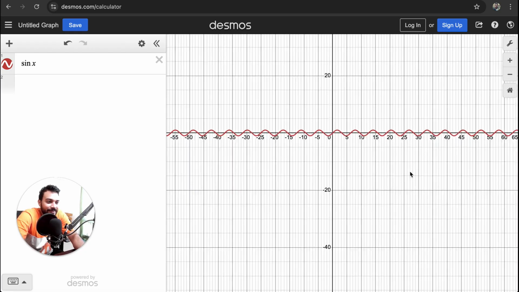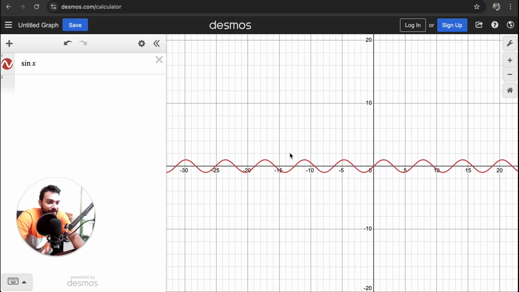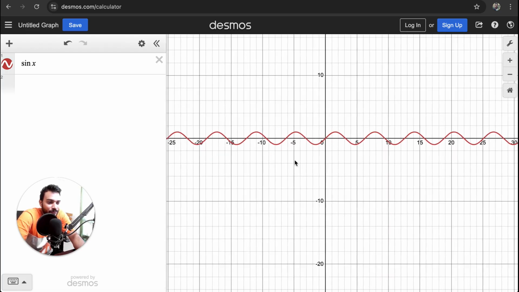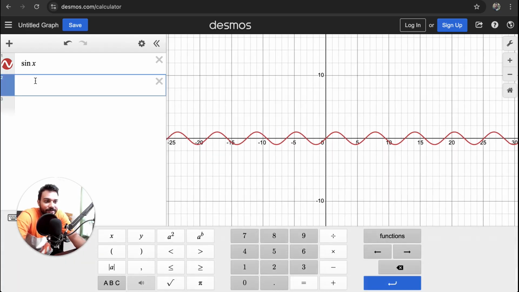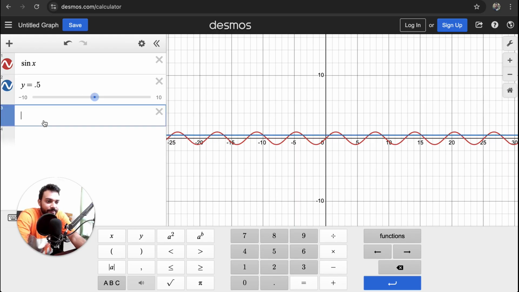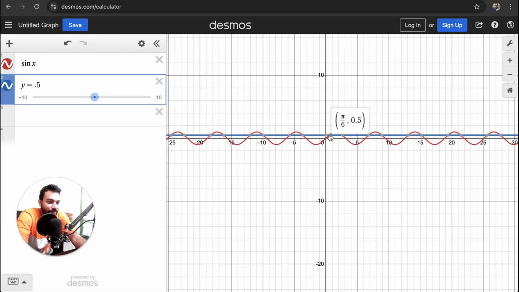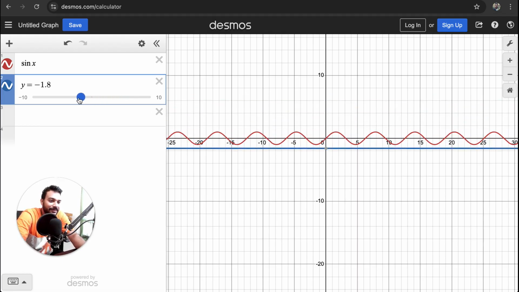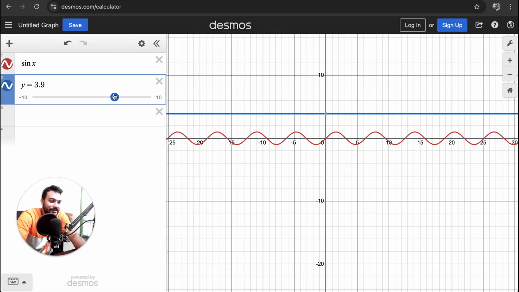This is how you can graph different things. You can make use of inequalities. Let's say y is equal to sine x, and we compare it with y is equal to 0.5. It's cutting at all the different points, and it'll follow a pattern, because even sine pi by 6 is 0.5, or 1 by 2. This can be varied, and you can directly vary it and see what's happening.